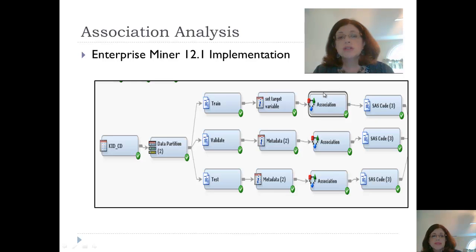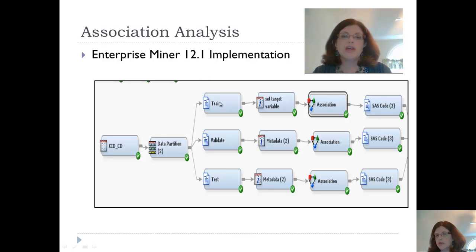So let's talk a little bit more about the different partitions: train, validate, and test. We only ran the association analysis on the train partition. There's no single metric to compare results, so we looked at the different rules.